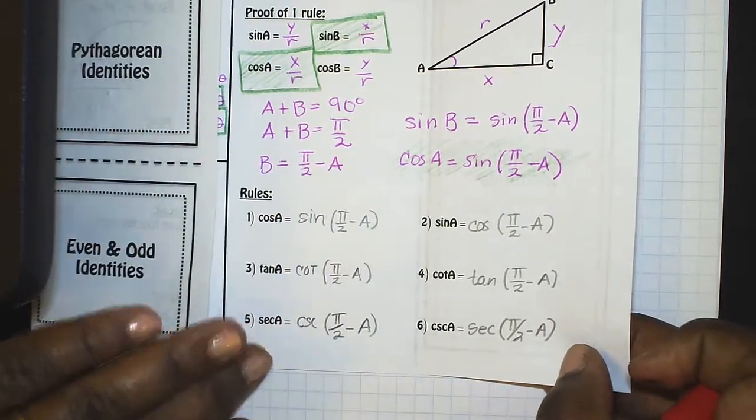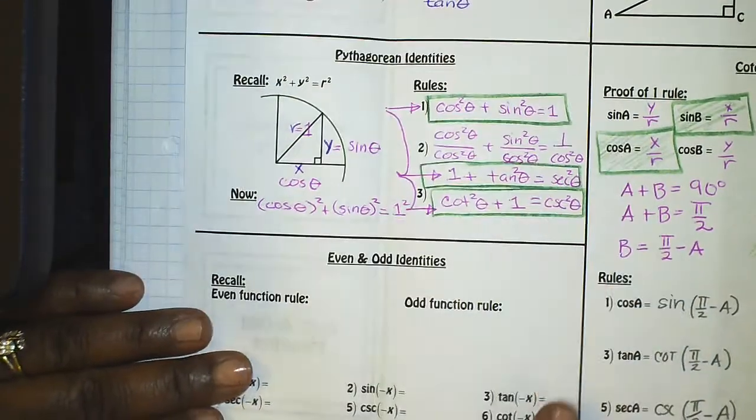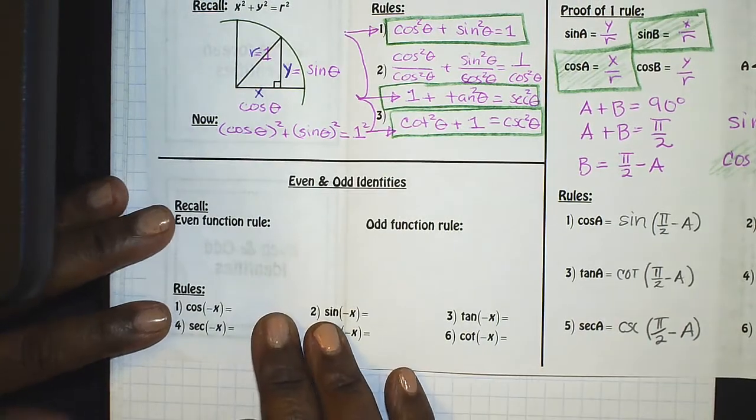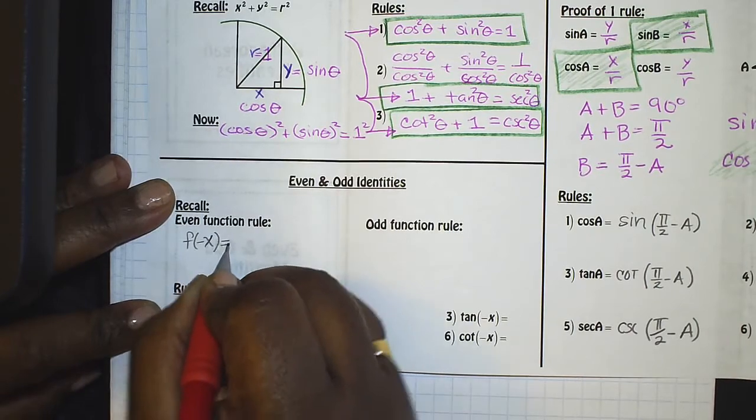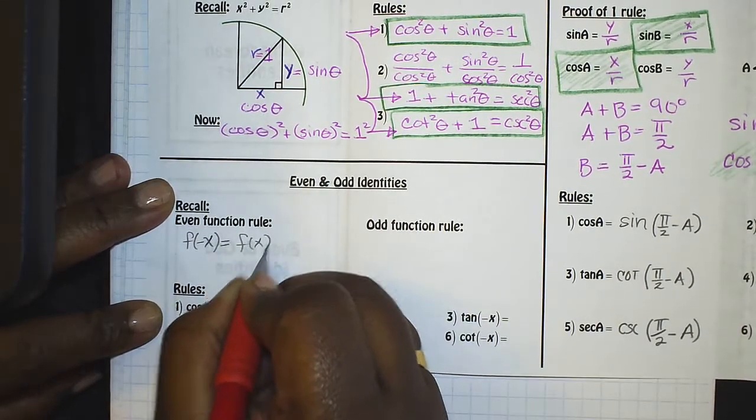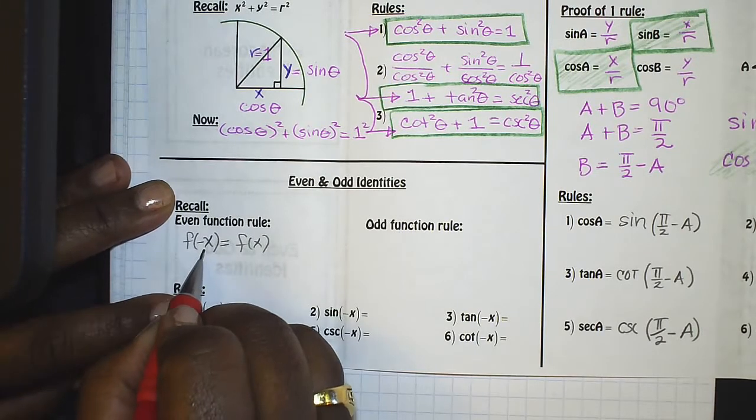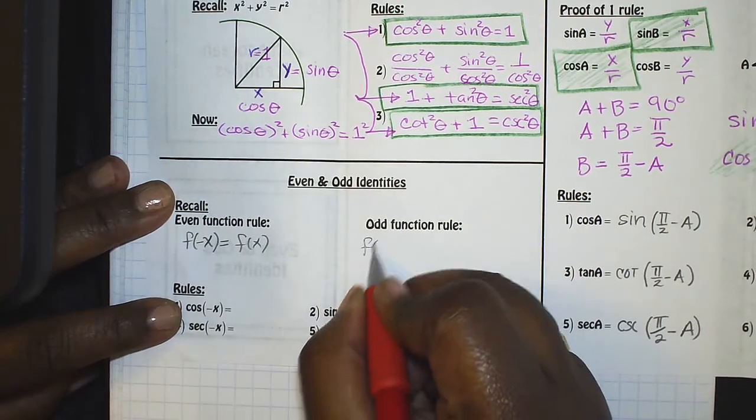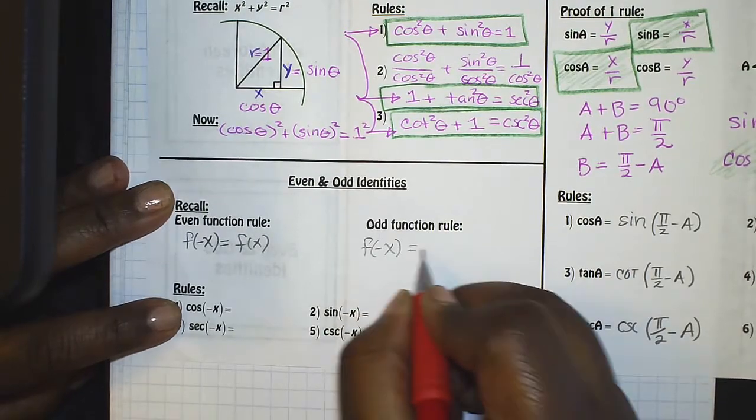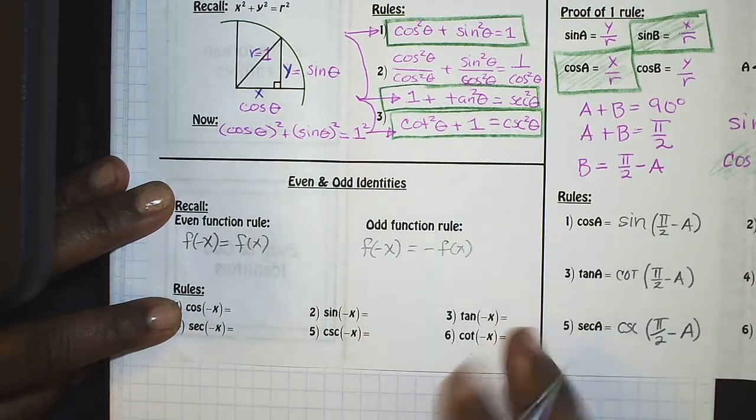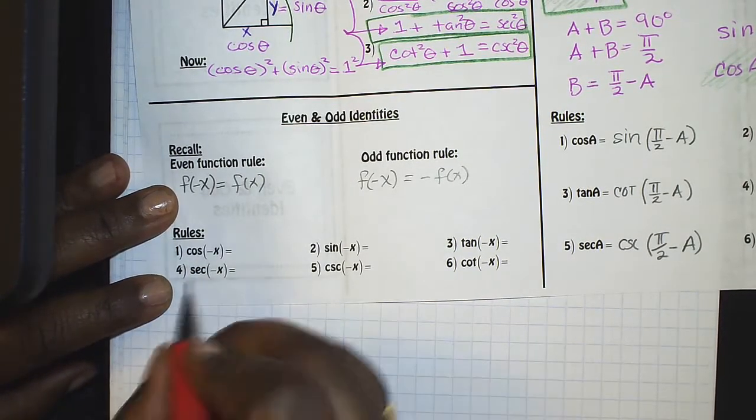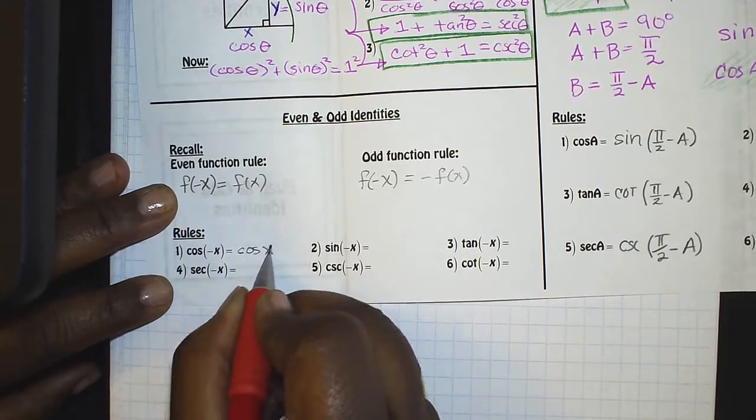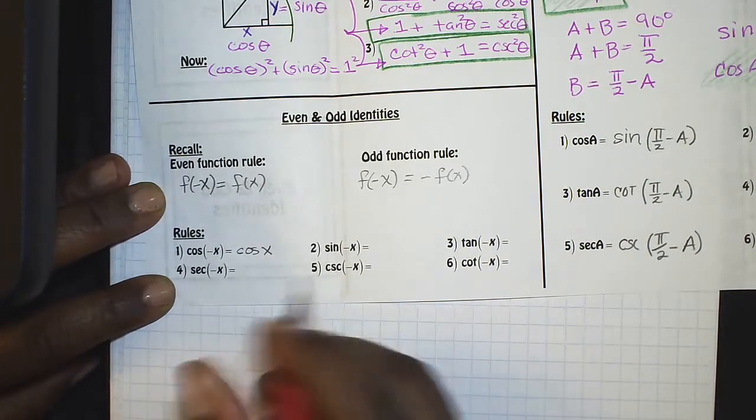So this is going to be your go-to document for various identities. We're going to wrap it up with the even and odd. Even function rule: f of negative x is equal to f of x. It comes out to be even if the x quantity is negative. On an odd function, if the x quantity is negative, it will come out to be a negative function. So here are the rules. Cosine of a negative x is the same as cosine of x because cosine is an even function.